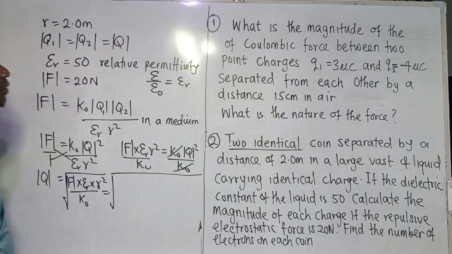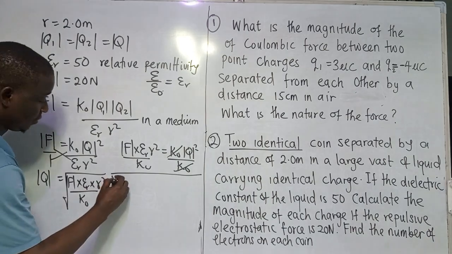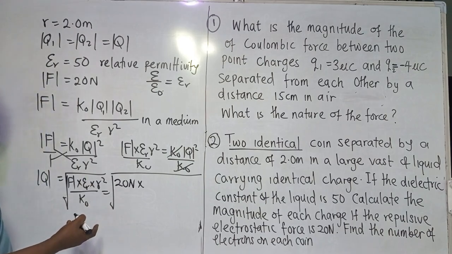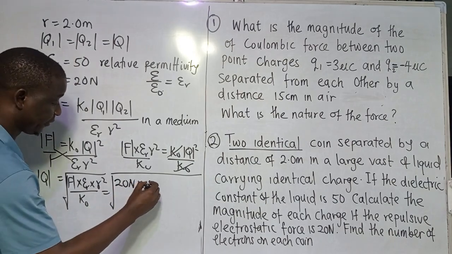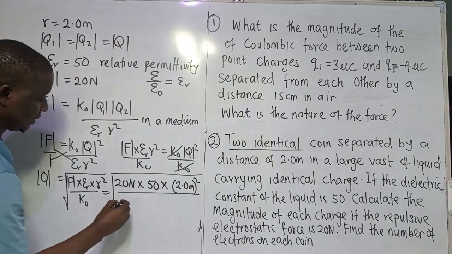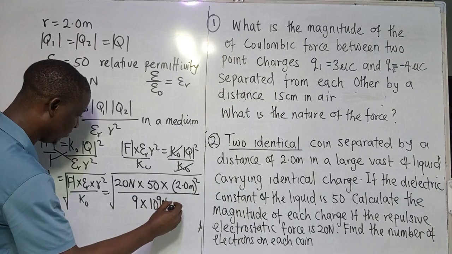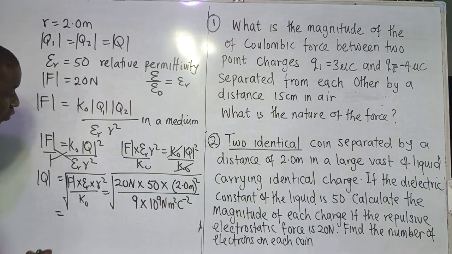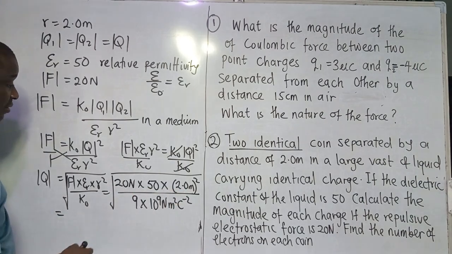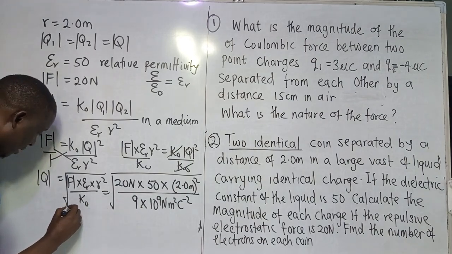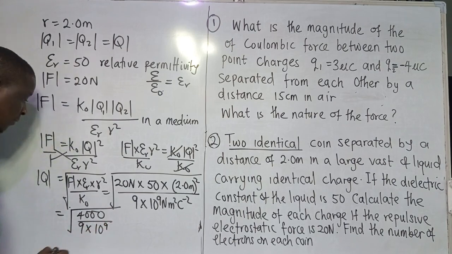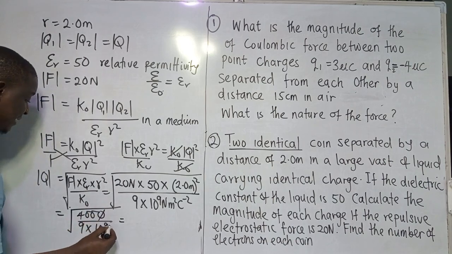So let's put our values there. Our F absolute is 20 Newton, R is 2.0 meter, and epsilon R is 50. So we have 50 times 2.0 meter all squared, divided by 9 times 10 raised to the power 9 Newton meter square per Coulomb. Doing the analysis, 50 times 4 is 200, and we are going to have 4,000 divided by 9 times 10 raised to the power 9 under the square root. This will cancel one of the powers, remaining 10 raised to the power 8.